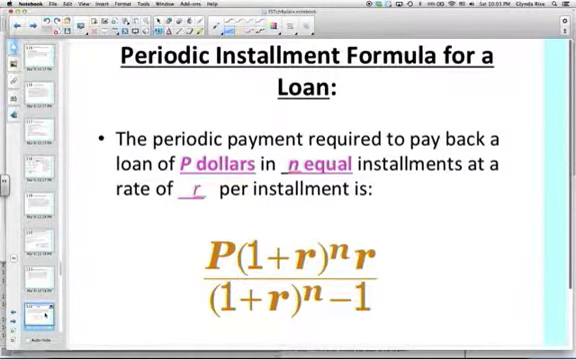Okay, here's another version of the formula. I guess the previous one was the former edition of the book, and this is the one in your book now. The periodic payment required to pay back a loan of P dollars in N equal installments, so you're paying the same amount each month, at a rate of R per installment is this. Again, R equals 1 plus your annual percentage divided by 12. If you would like to earn some extension points, go back to the previous formula and derive it to reach this formula.